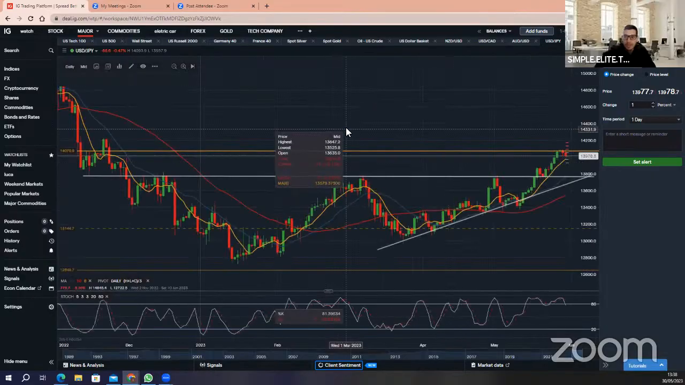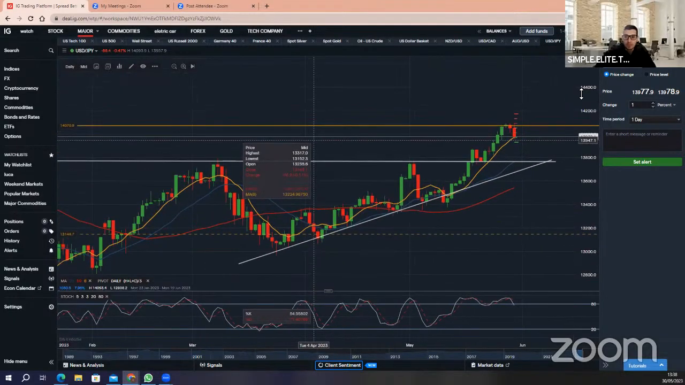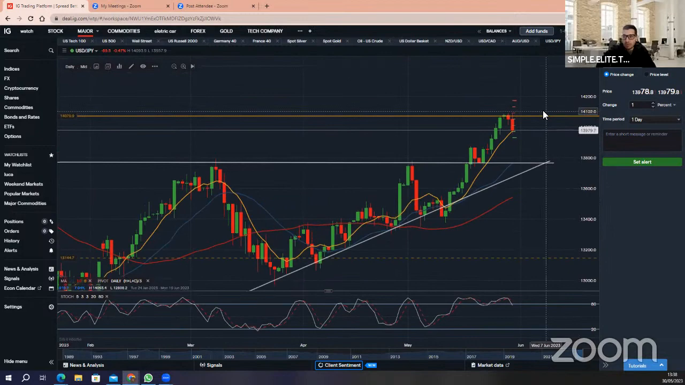So dollar yen, we are heading to the resistance 140, which I touched base last week. We could probably see some retracement as well. So I will be happy to buy the dollar yen again when touching this 138.